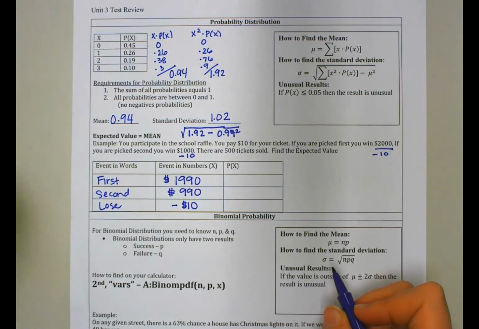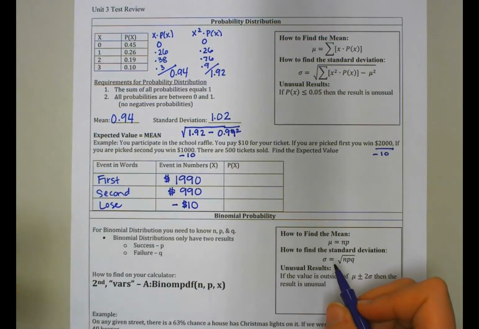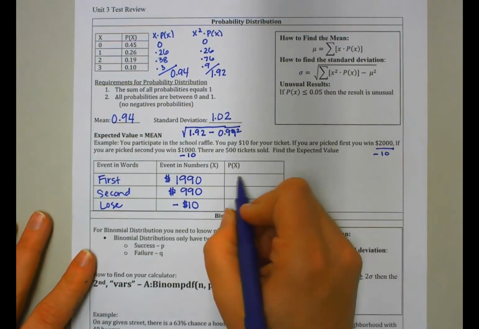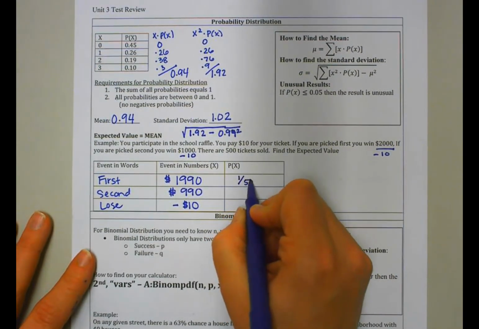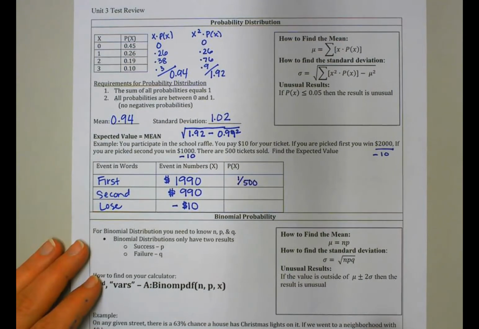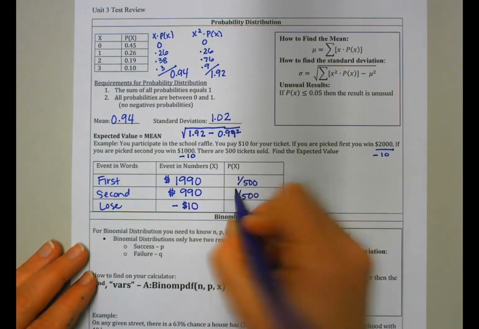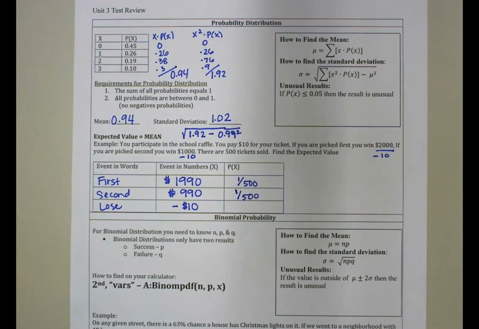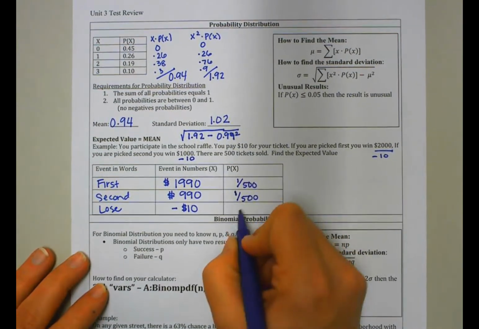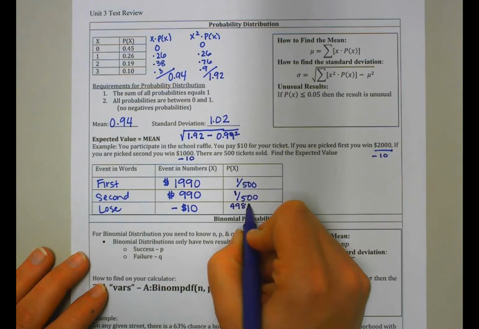So then what's the probability of all of these taking place? Well, if there's 500 tickets sold, that's our total. The chance you get first is 1 out of 500, right? They're only going to pick one first place winner, just like they're only going to pick one second place winner. So that means everybody else out of those 500 tickets lost. If only 2 of them won, that means 498 of them lost.